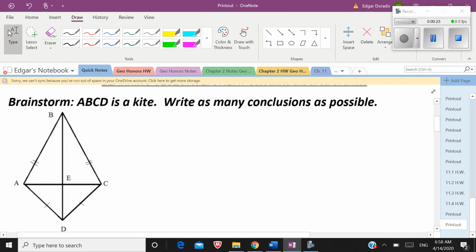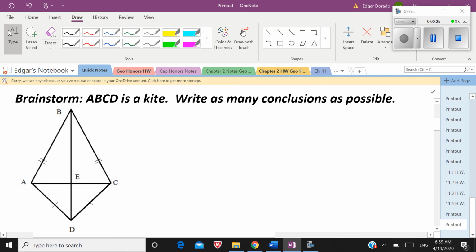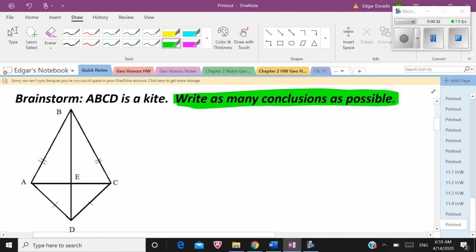To do that, let's use this diagram right here. All I am asking you to do on this first challenge, guys, is write as many conclusions as possible. What I would recommend is pausing the video, writing as many as you can down, and seeing how many of them are similar to what I have after you've had a chance to brainstorm. So go ahead and pause the video at this time, guys. Please write down as many conclusions as possible.